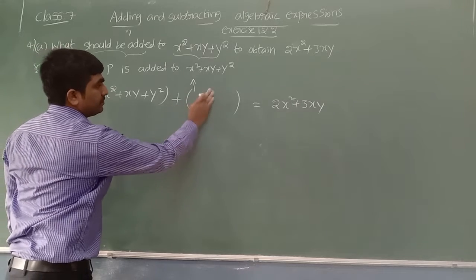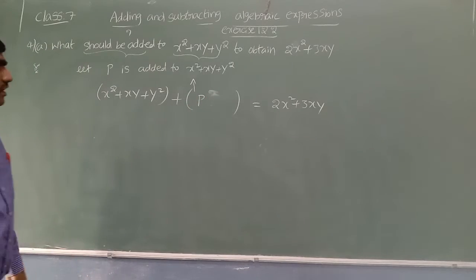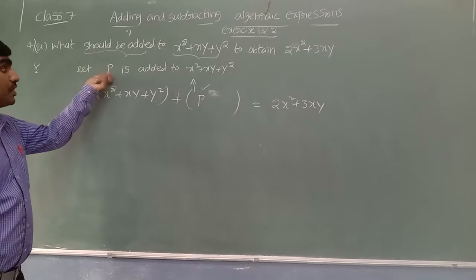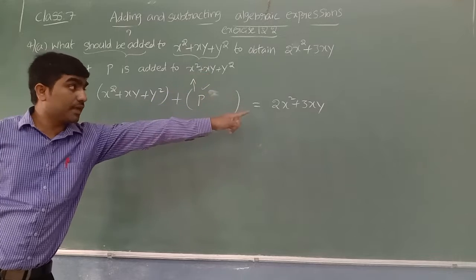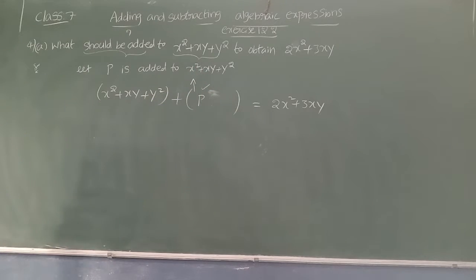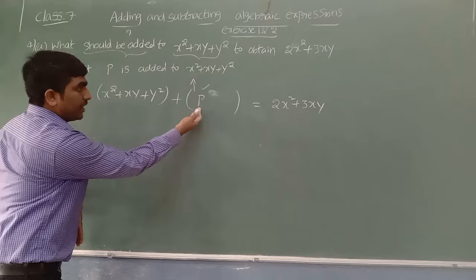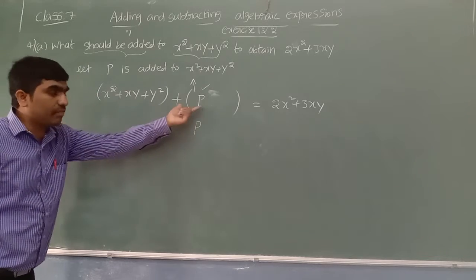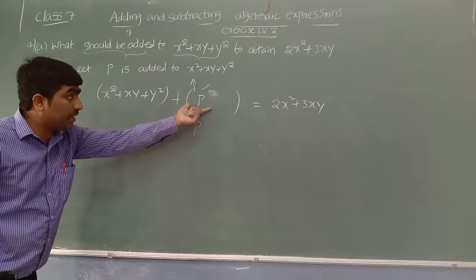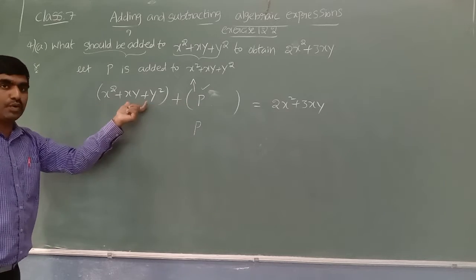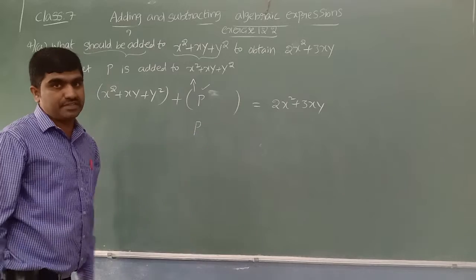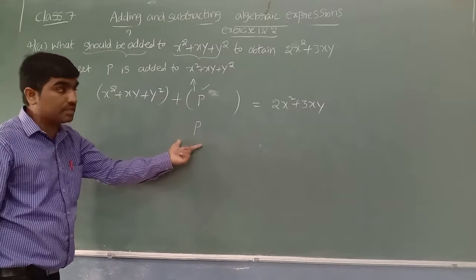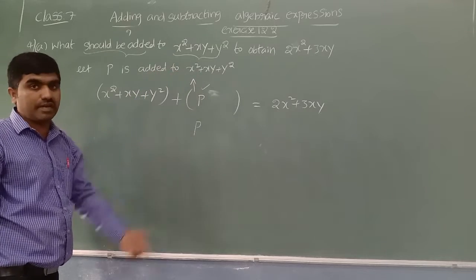So what do we need to find here? We have to find the value of p. P is nothing but the expression we are going to add to get the result like 2x square plus 3xy. Now our target is to find the p value. How can I find the p value? To find the p value, make p separate. Other than p, whatever terms are there, transpose them to the RHS, so that we can make p separate. This gives what we need to add for the given expression.